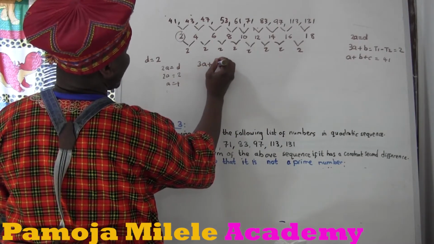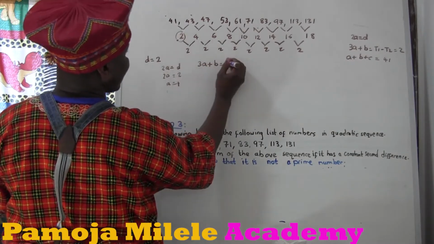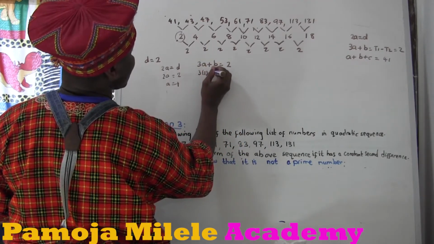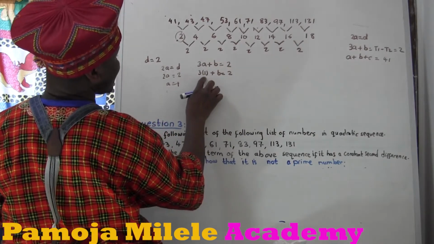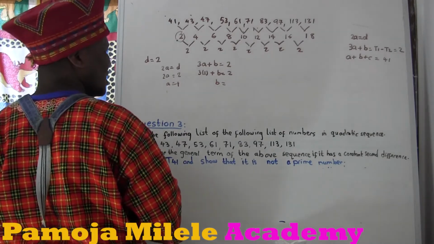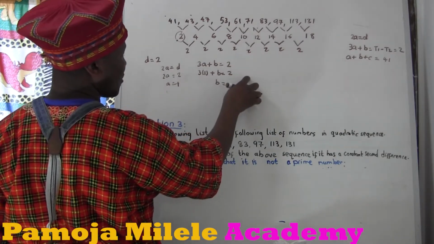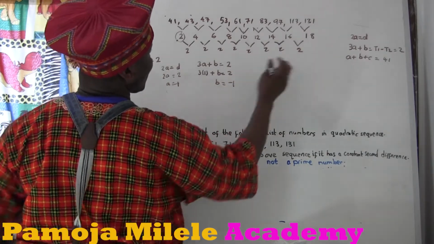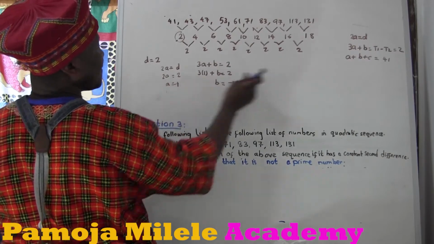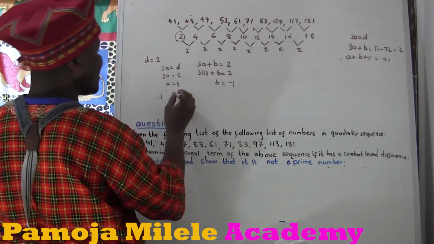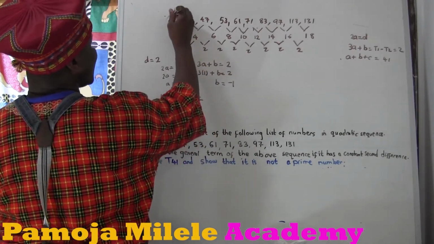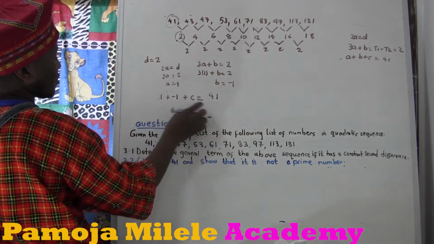3a plus b equal to this number that you get here, that's term 2 minus term 1. Now we know a equal to 1, so 3 plus b equal to 2. So when 3 goes over, b equals 2 minus 3, which is negative 1. Now we go for the last formula, a plus b plus c. A equal to 1 and b equal to negative 1, so 1 minus 1 plus c equal to 41. This and this is 0, so c equal to 41.